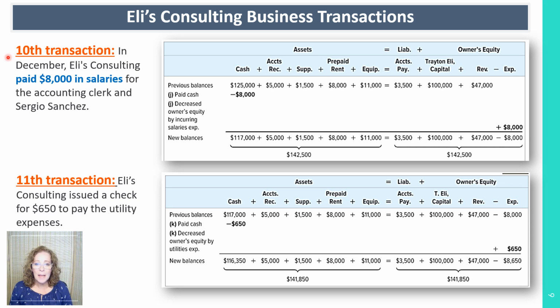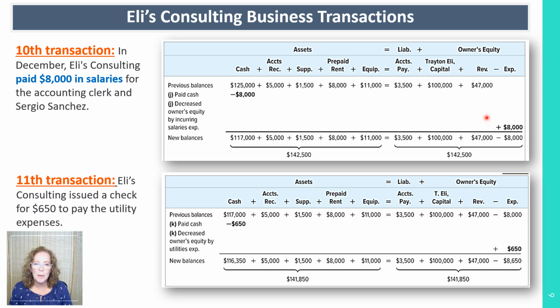For the 10th transaction, we're going to record the salaries that Eli's Consulting paid for the accounting clerk and Sergio Sanchez. For part one of this transaction, the cash decreased because Eli's Consulting issued checks to the accounting clerk and Sergio. So let's record that part by writing minus $8,000 into the cash column. For part two, we need to record that the business now has expenses. To keep things organized for Eli's Consulting, we'll add a new category called expenses to the accounting equation's right side, part of owner's equity. Let's write plus $8,000 into that column.